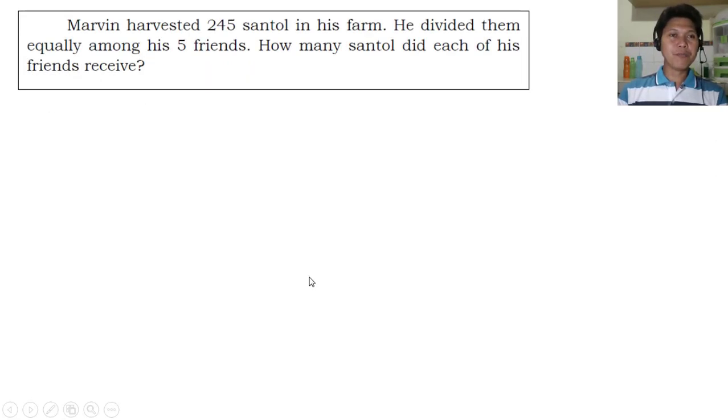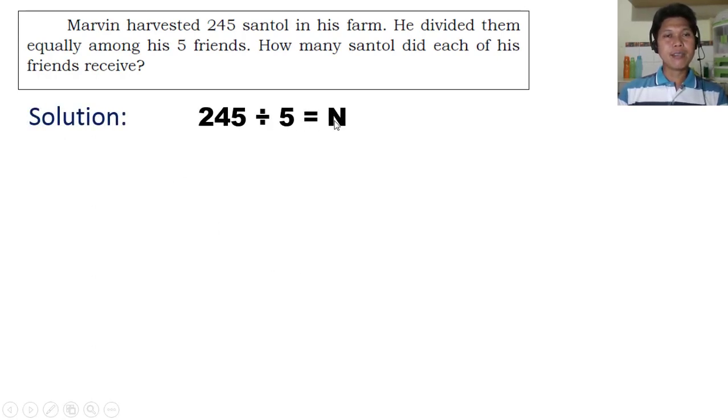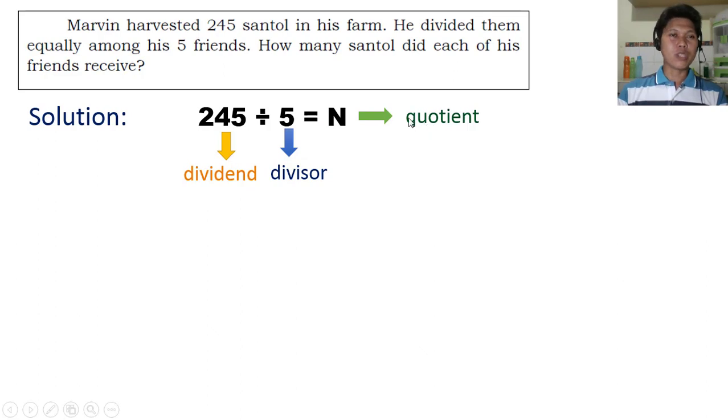So, for the solution, what you're going to do is this one, 245 divided by 5. Wherein this 245 is what we call the dividend. This 5 is what we call the divisor. And the answer is what we call the quotient. Okay, tandaan natin, dividend, divisor, and the quotient.